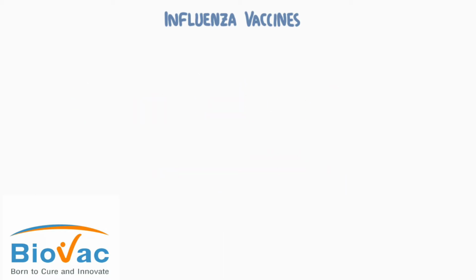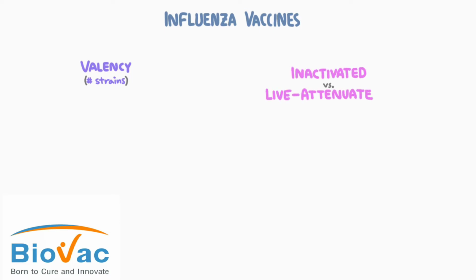So now let's talk about the actual vaccines. They can be categorized based on their valency, which refers to the number of influenza A and B strains included, and whether they are inactivated or live attenuated. Please note that the types and composition of influenza vaccines is constantly changing, so check the CDC website for up-to-date information.